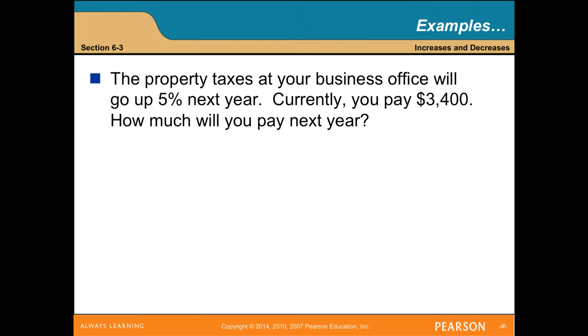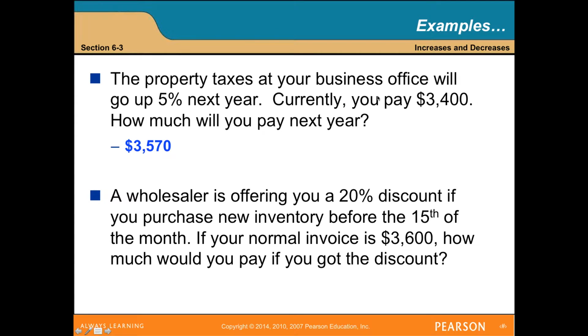The property taxes at your business office will go up 5% next year. Currently, you pay $3,400. How much will you have to pay next year? $3,570. And you just do that by taking 3,400 times 1.05, because remember, we're increasing. A wholesaler is offering you a 20% discount if you purchase new inventory before the 15th of the month. If your normal invoice is $3,600, how much would you pay if you got the discount? That comes out to $2,880.